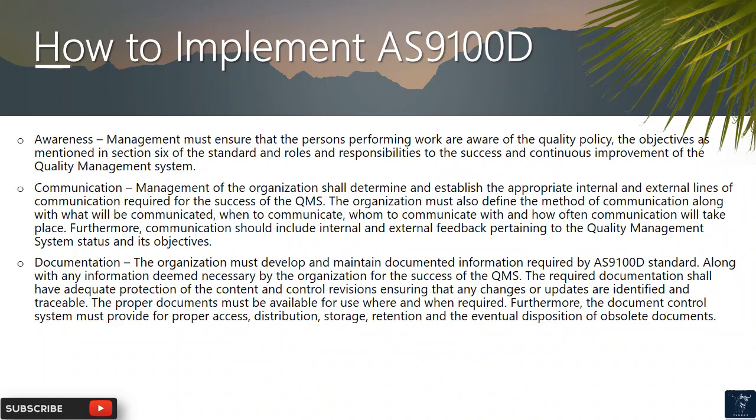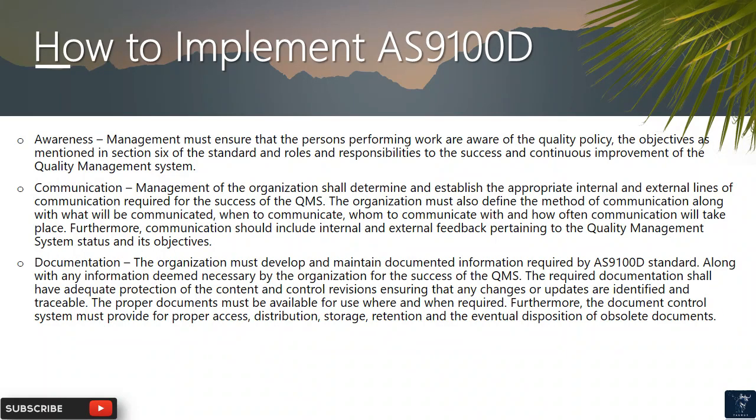Communication. Management of the organization shall determine and establish the appropriate internal and external lines of communication required for the success of the QMS. The organization must also define the method of communication along with what will be communicated, when to communicate, whom to communicate with, and how often communication will take place. Furthermore, communication should include internal and external feedback pertaining to the quality management system status and its objectives.